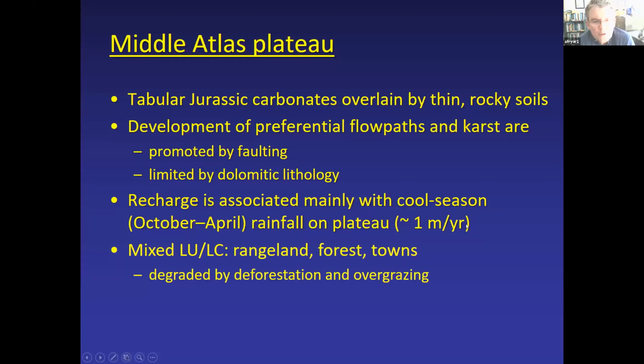So the Middle Atlas Plateau consists of tabular Jurassic carbonates overlain by thin rocky soils. And the development of preferential flow paths and of karst have been promoted by faulting, but also limited by dolomitic lithology. Recharge is associated mainly with cool season rainfall between October and April on the plateau, averaging about 1 meter per year. Land use, land cover are mixed, including rangeland, forest, and the towns that I mentioned, and there's been land degradation by deforestation and overgrazing.